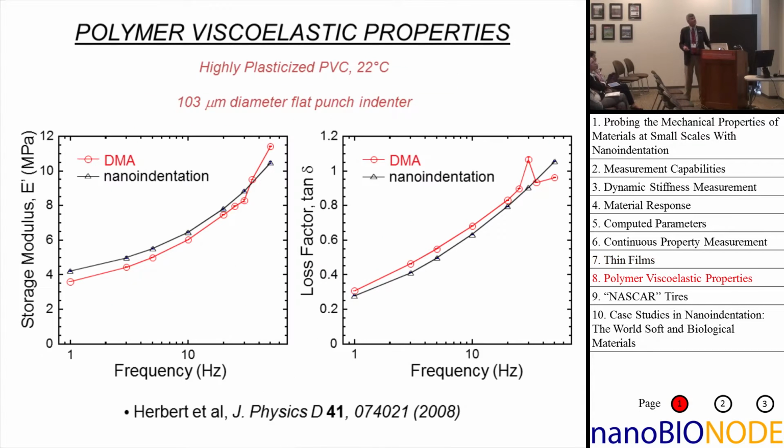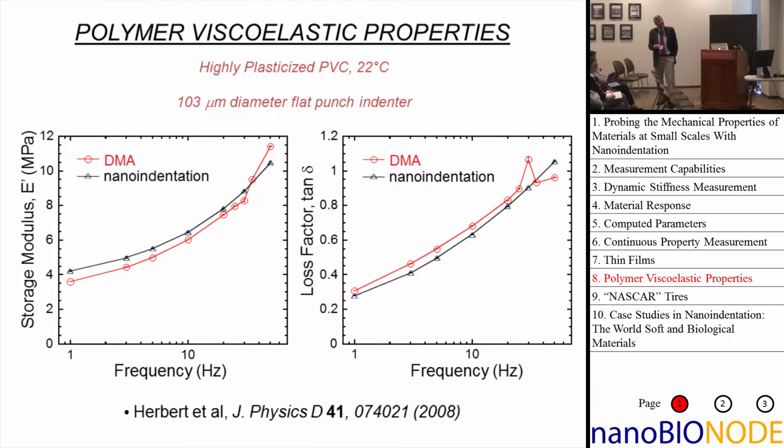Okay, now the other thing you can then do with this technique is you can measure viscoelastic properties. And you do that in different ways. This is some work done by Eric Herbert in his PhD dissertation with us. What he's done here is to look at polyvinyl chloride, highly plasticized.